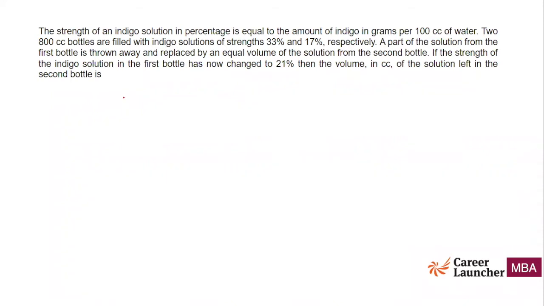So we have a strength of an indigo solution in percentage is equal to the amount of indigo in grams per 100 cc of water. So it means that if it's a P% indigo solution, then out of every 100 cc of water, you will have P grams of indigo over here. That's what the first statement is all about. Now we have two 800 cc bottles. Okay, so we have one 800 cc bottle and we have another 800 cc bottle.